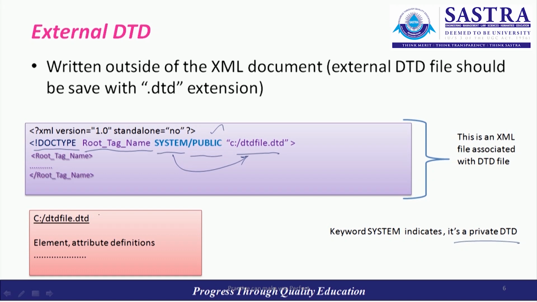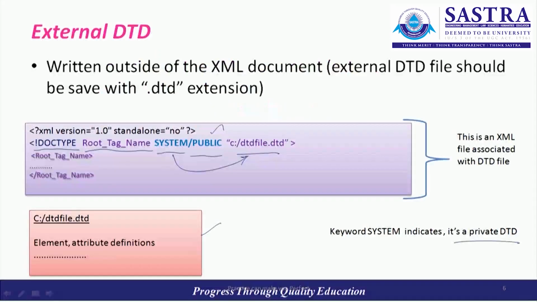Like the XML document, the DTD file should be saved with .dtd. So the rules are written in the document type definition file. The file name is DTD file.dtd. You can give any name. The file name should be very close to the XML document name. For example, if I have created a student XML document, then we can give student.xml for the XML document and student.dtd for the DTD document.